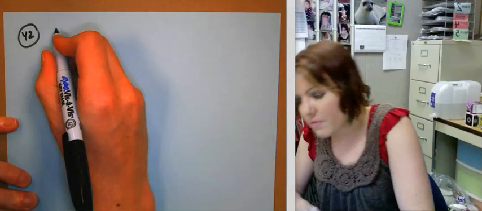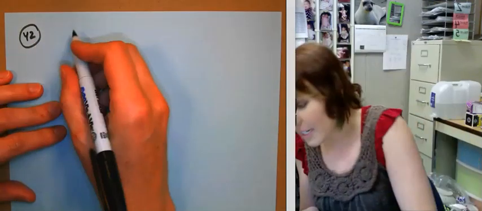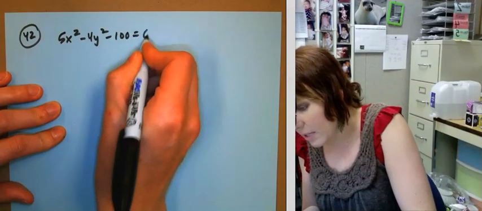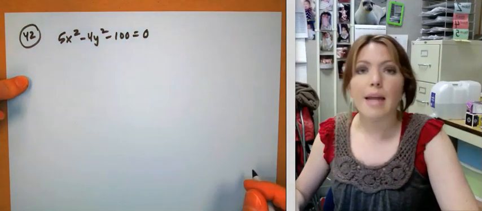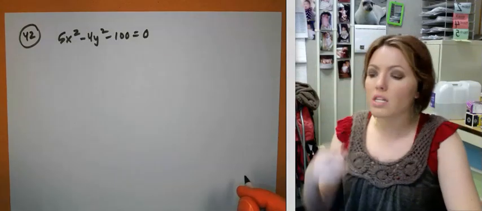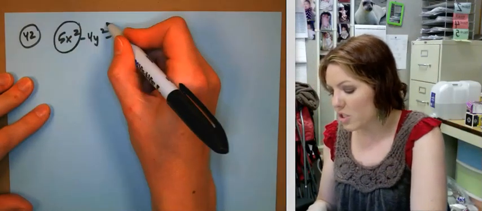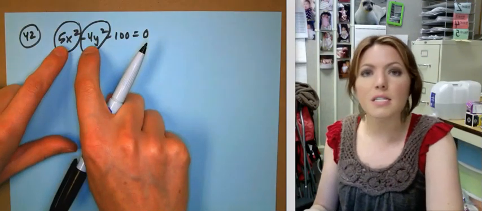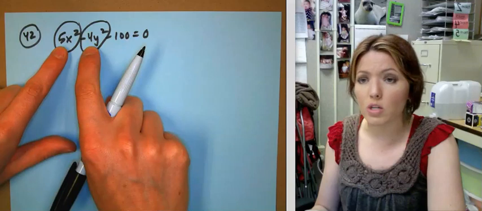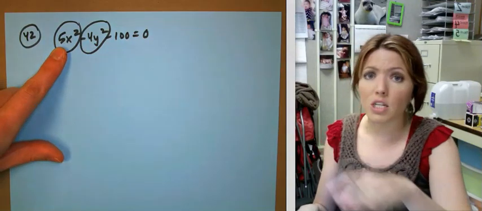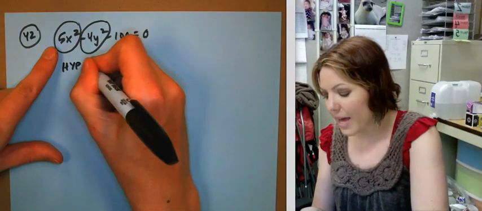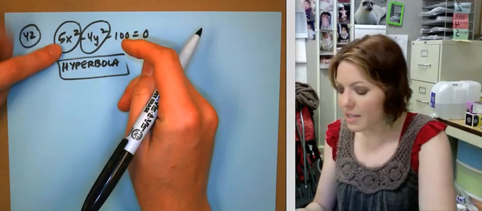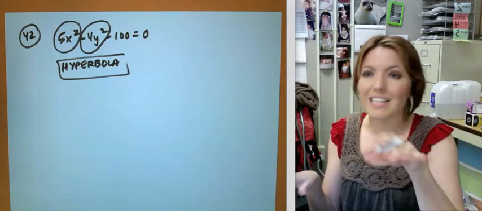Okay, we're switching gears now to classifying conic sections. Number 42: 5x squared minus 4y squared minus 100 equals 0. With all of these problems, you want to look at the x squared term and the y squared term. Like we talked about in class, if the x squared and y squared terms have opposite signs, we automatically, no matter what, have a hyperbola. That is the situation here: a positive x squared and a negative y squared. Hyperbola.